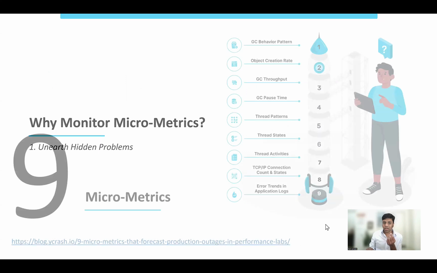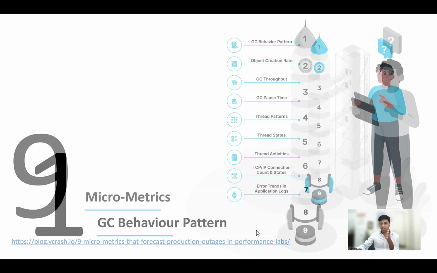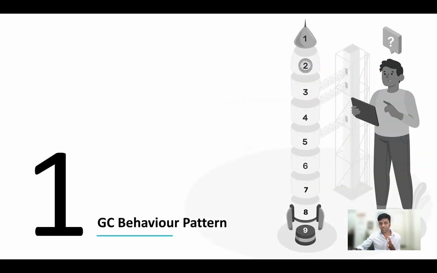So here, friends, there are 9 micrometrics. Let's look at a few of the micrometrics in this session. If you want to see all the micrometrics and the details of that, you can go to this link, which is given here. So, friends, the first micrometric that I want to discuss is garbage collection behavior pattern.